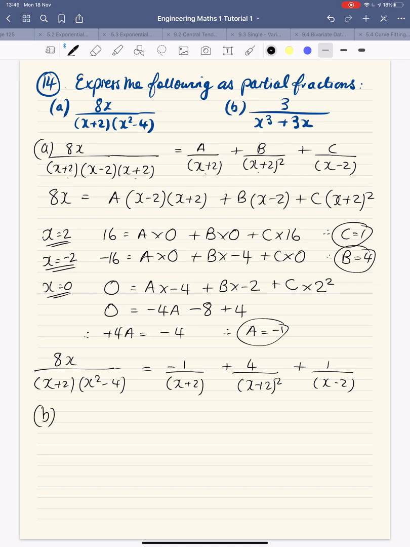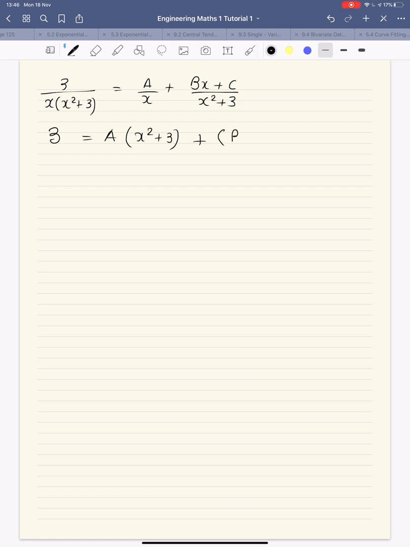And then the last one, b, this is 3, this is x squared plus 3. This is going to need a little bit more room. Let's start this on the next page. So it's 3 over x squared plus 3. Get that across right, yes I have. So this is a over x plus bx plus c over x squared plus 3. Okay, multiply both sides by x squared plus 3. So 3 is a times x squared plus 3 plus bx plus c times x. So 3 is ax squared plus 3a plus bx squared plus cx.